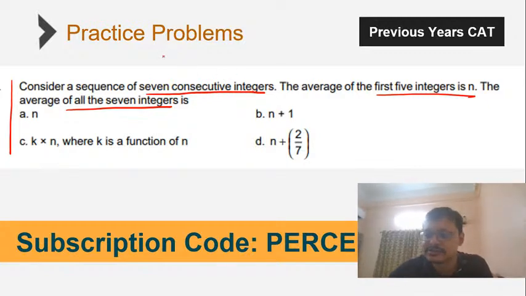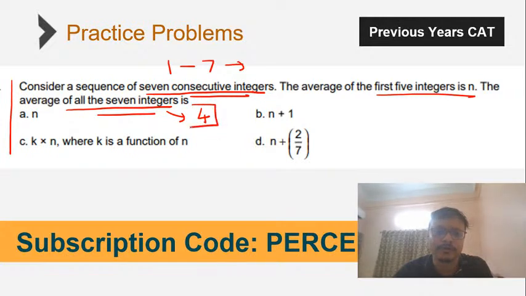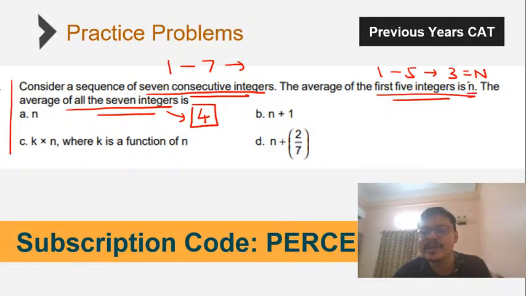So how do we do this? The simplest way would be to take sample values and check. Just take a simple series of 7 consecutive integers. The simplest example would be the numbers 1 to 7. So if I take the numbers 1 to 7, what is the average? The average is 4. What is the average of the first 5 numbers? The average of 1 to 5 is 3. And that is said to be n.